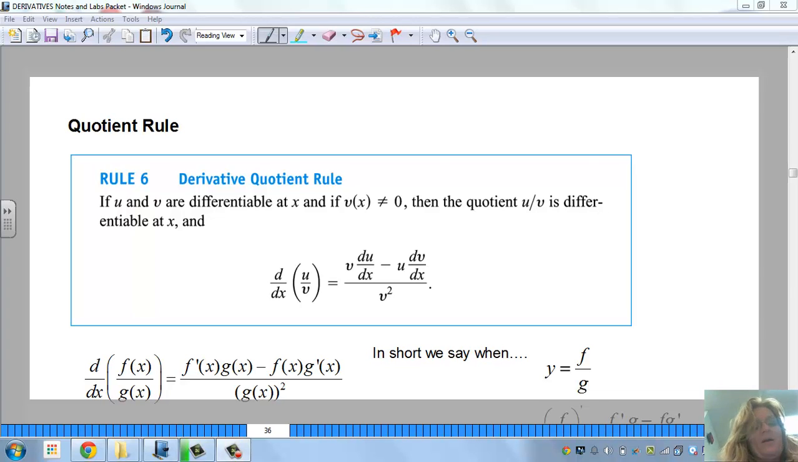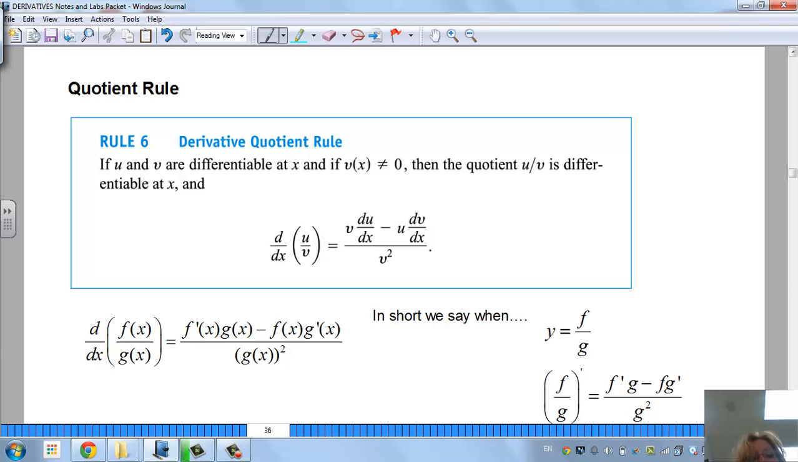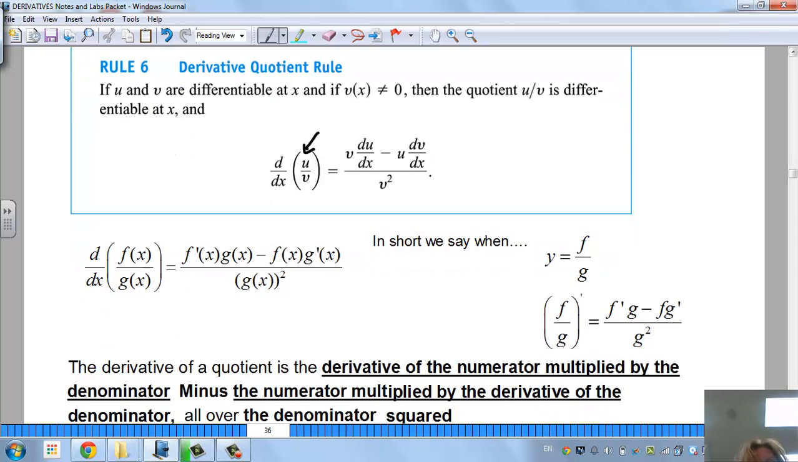Well, welcome back. I promised you the quotient rule, and here is doing the derivative of the quotient rule. This looks a little uglier, but it's not that difficult. So if I have a quotient of two functions, right here, u over v, I can take the first function, v, or the denominator, multiply the derivative of the top minus the top times the derivative of the bottom all over the bottom squared.